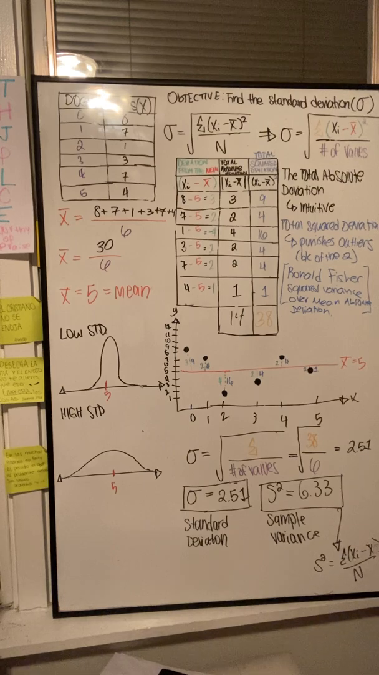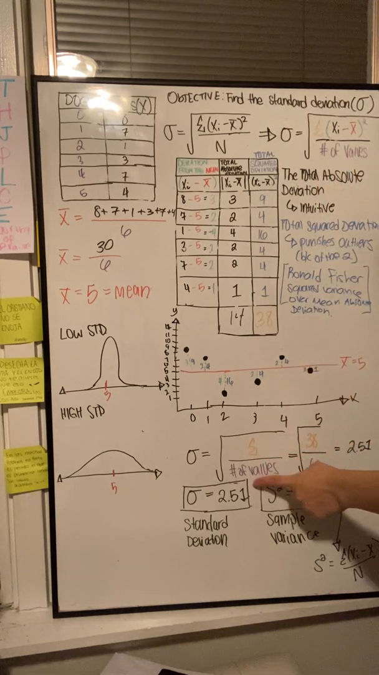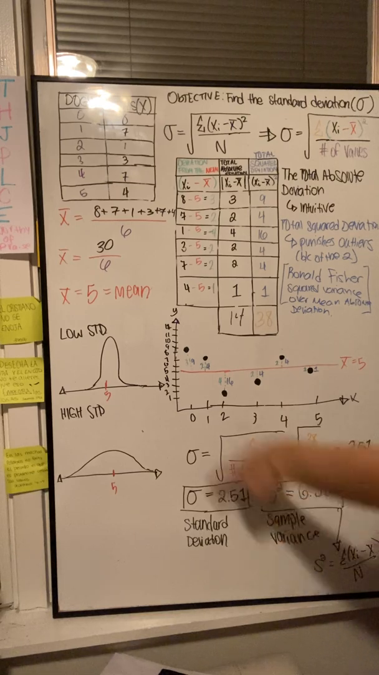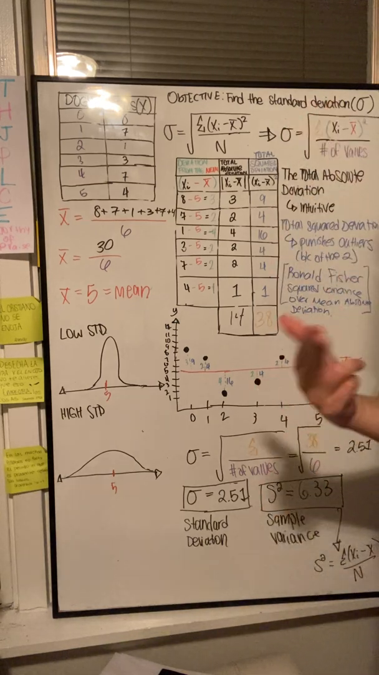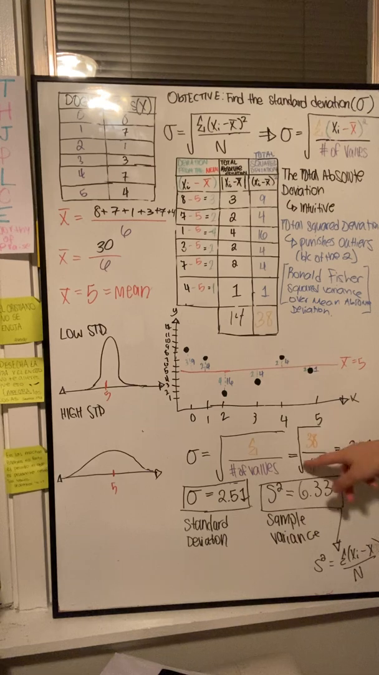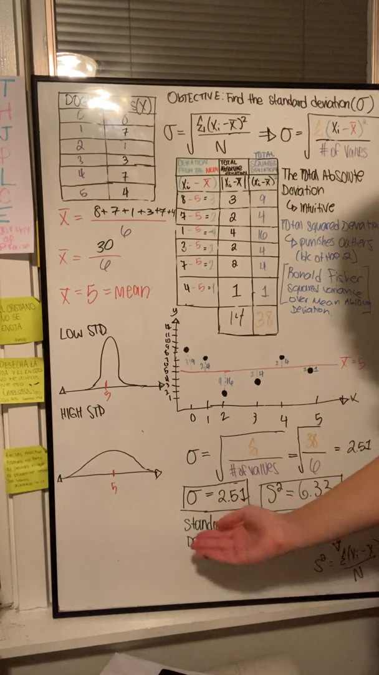Now once you have 38, what you do is you divide it by the number of actual data values that you have, which is 6. You have 6 dogs. So 38 divided by 6, you get 6.33. So that's the variance. The standard deviation is the square root of the variance, which is 2.51. So the standard deviation is 2.51.